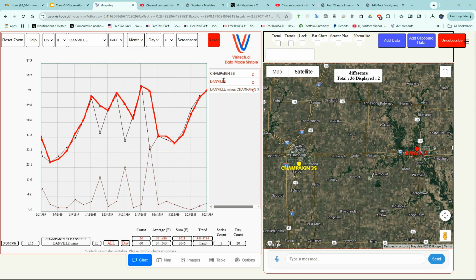The average temperature at Danville during this period was 51 degrees, but at Champaign it was only 47 degrees. The difference in the recorded temperatures between Champaign and Danville isn't real. It's an artifact of the way the data was collected. So we've solved a difficult scientific problem in just a few minutes.